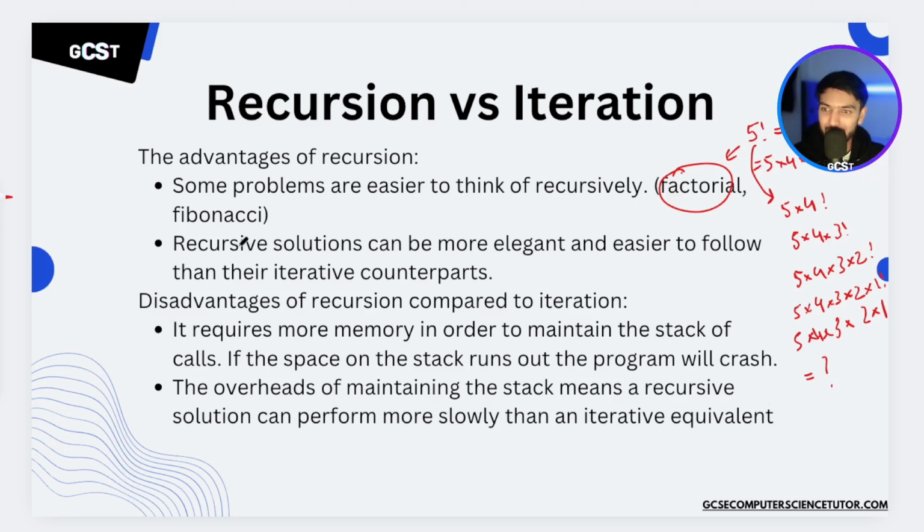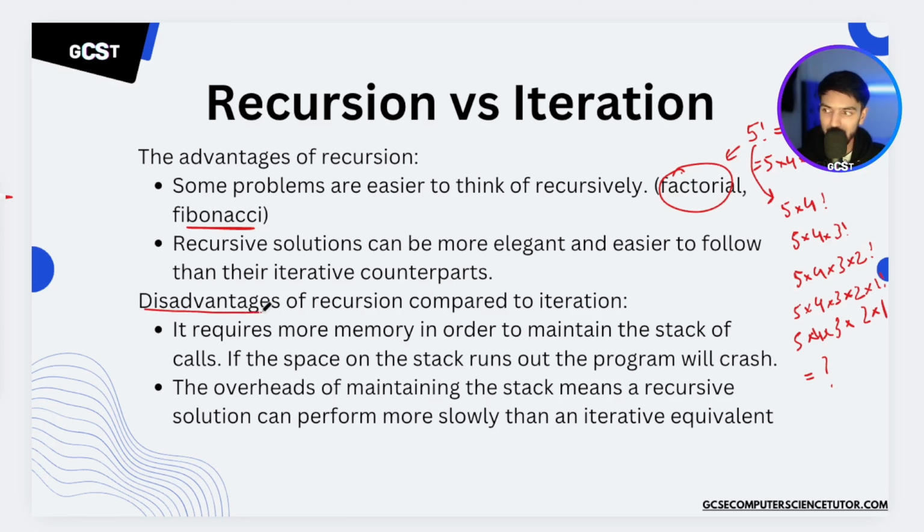But then we say that recursive solutions can be more elegant and easy to follow than their iterative counterparts, because if you think about Fibonacci, or the factorial, how on earth would you even do this iteratively? You'd probably need some loop, obviously, but it's not as intuitive or easy as a recursive solution.